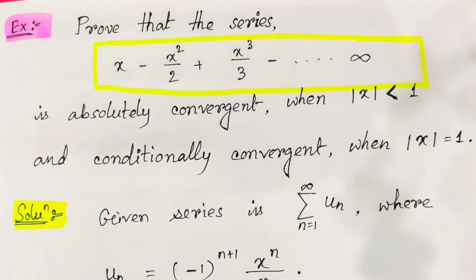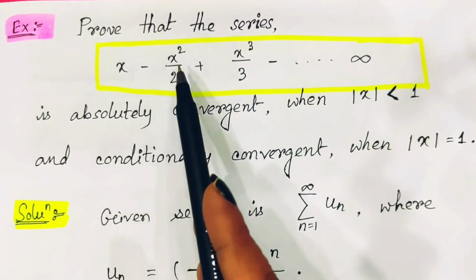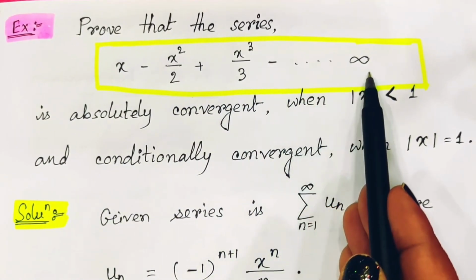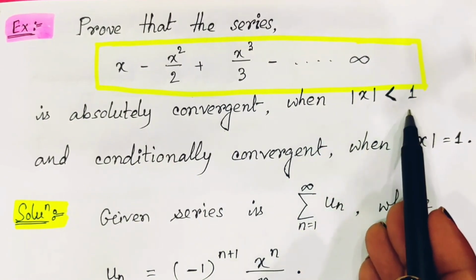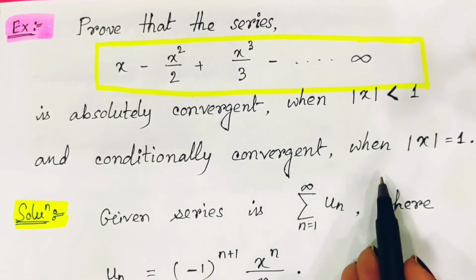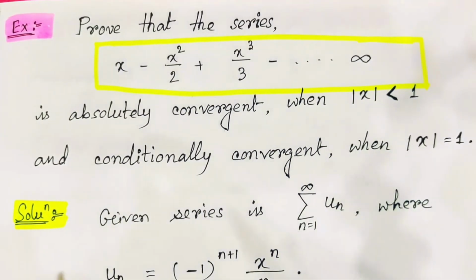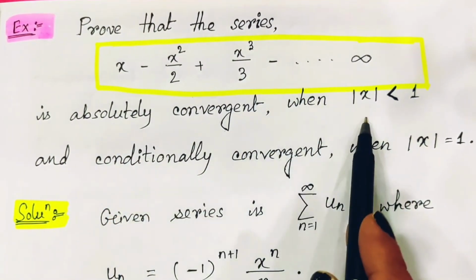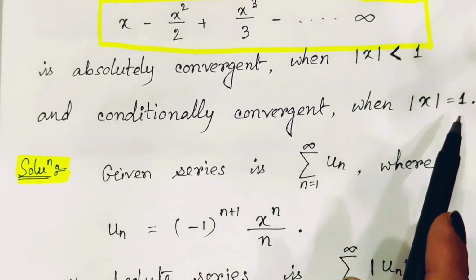So let us try to understand conditionally convergent and absolutely convergent with an example. The example is: prove that the series x minus x square by 2 plus x cube by 3 minus, and so on, this is an infinite series, is absolutely convergent when mod x is less than 1 and conditionally convergent when mod x is equal to 1. So we are supposed to prove this series is absolutely convergent when mod x is less than 1 and conditionally convergent when mod x is equal to 1.